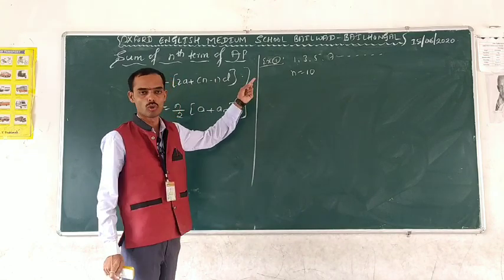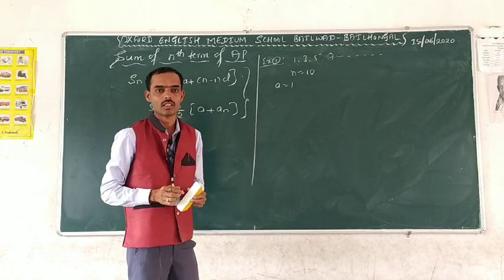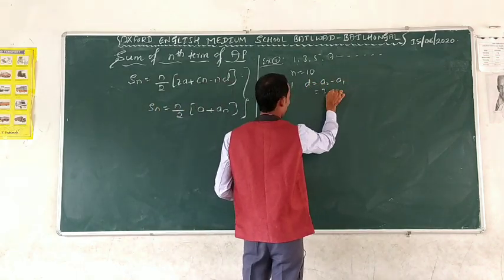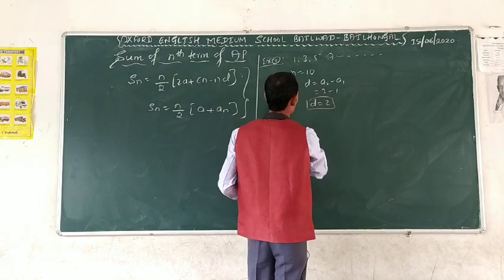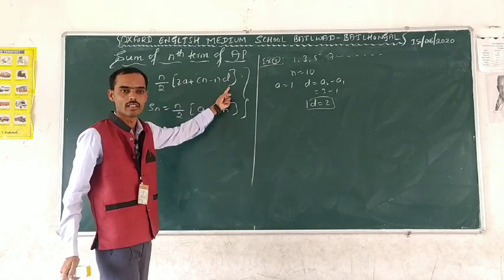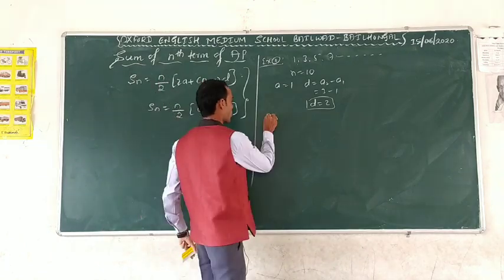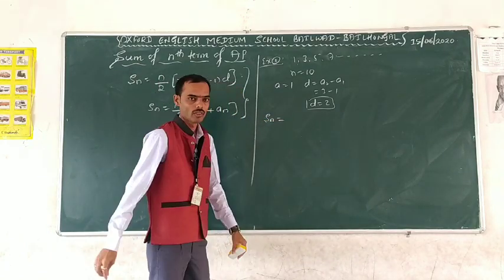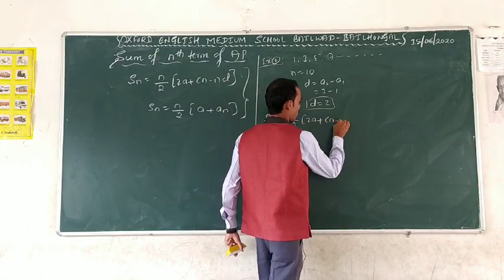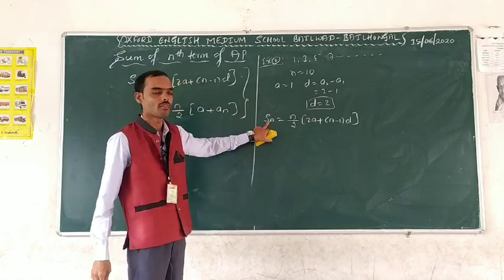From this, a is equal to the first term, a is equal to 1. The common difference is a2 minus a1, that is 3 minus 1, so d is equal to 2. So, we have n, a and d, then we have to use the first formula. Sn is equal to n by 2 into (2a plus n minus 1 into d). Just substitute the values, then we will get the sum of 10 terms.